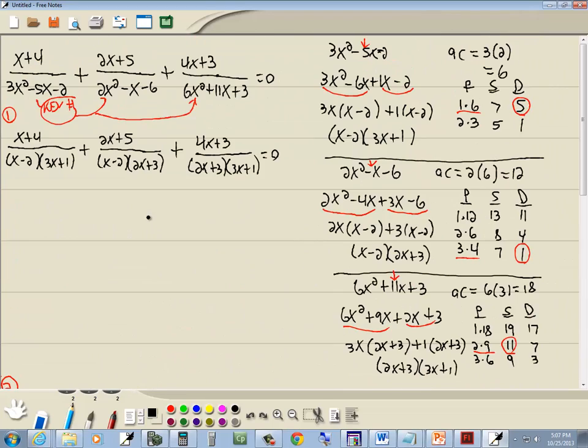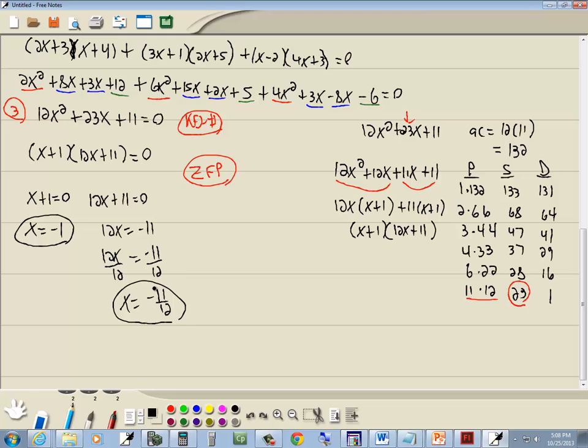Negative 11 twelfths, no. An example of a number that would cause us problems: if I'd come up with x equals 2, 2 minus 2 would give us 0. Or if I'd come up with negative 1/3, 3 times negative 1/3 is negative 1, plus 1 would give us 0. Or if I'd come up with negative 3/2, 2 times negative 3/2 gives us negative 3, then plus 3 would give us 0. So those are both our answers.